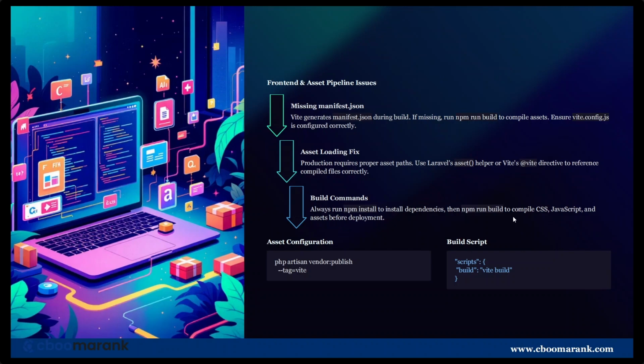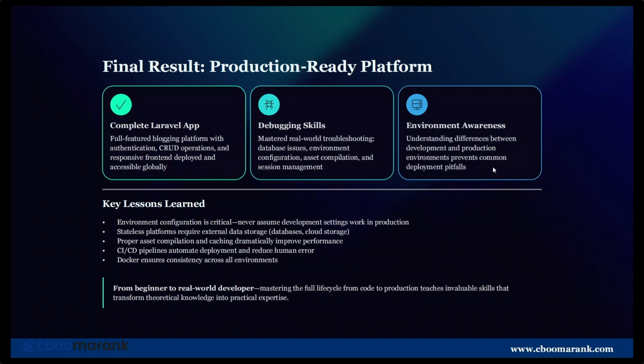For build commands, we should always run npm install to install dependencies, then npm run build to compile CSS, JavaScript, and assets before deployment. So we are going to use a simple method. We can remove Vite, since this is our first upload, to remove complexity. Our final result is a production-ready platform.